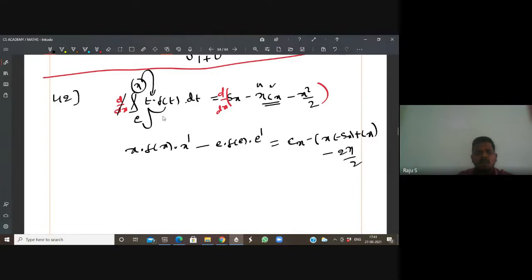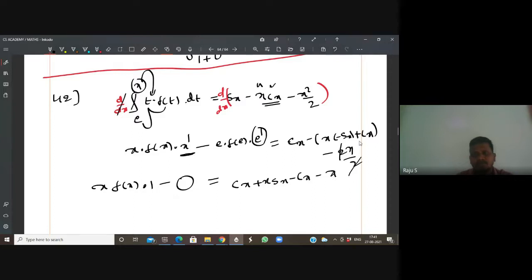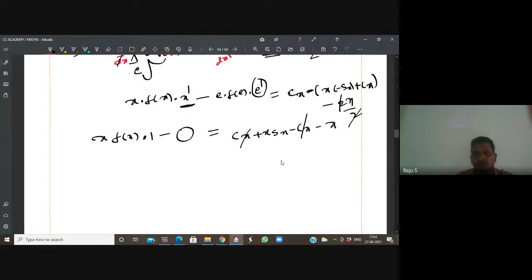Minus x square by 2 gives 2x by 2. Got it, students? Right, now left side is x, f of x, x derivative is 1, minus what is the derivative of e? E is a constant. Constant derivative is 0, yes or no? So cos x plus x sin x minus cos x minus x. Minus cos x and plus cos x get cancelled. So the remaining value is x sin x minus x. So x into f of x is the left side; take x common on the right side, sin x minus 1, x gets cancelled. So finally you got the function is sin x minus 1.